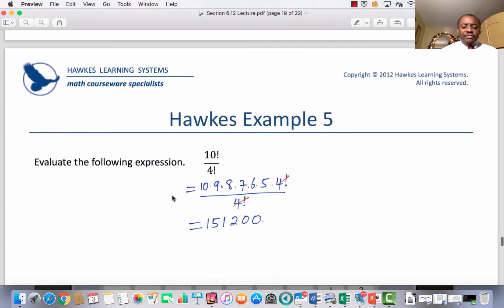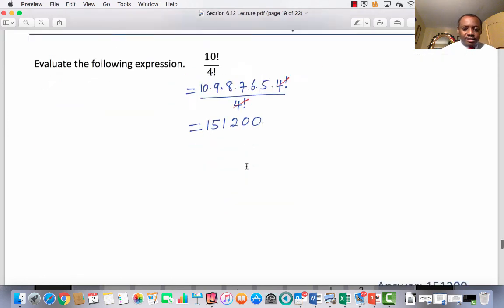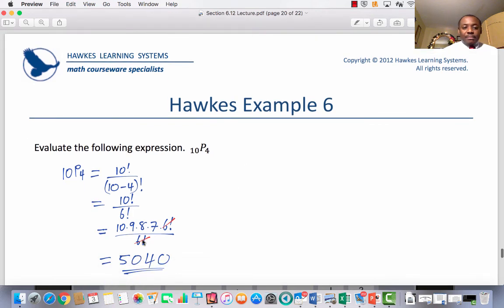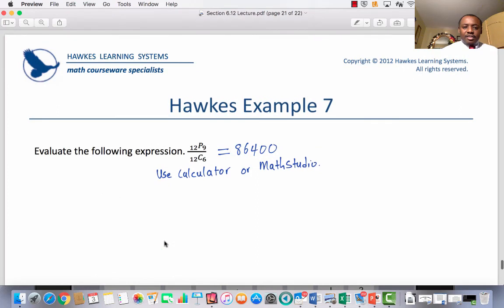Example number 5, evaluate this expression. You can either use your calculator or you can do it manually. Very straightforward. Example number 6, evaluate the expression 10 permutation 4. Again, you can use your calculator, you can use Math Studio, or you can actually do it manually, and the steps are here. Example number 7, and you see this very often.